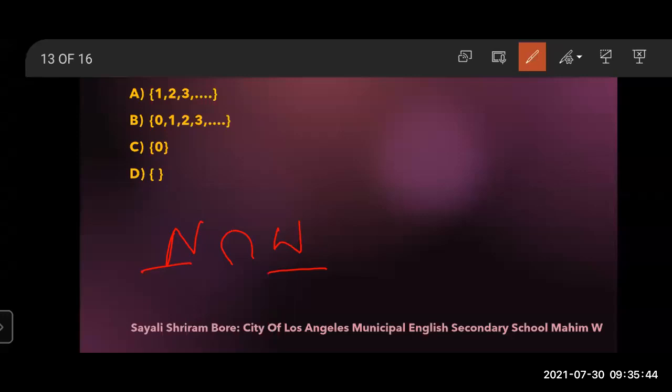Otherwise, some students think no set is given, so the intersection will be empty. Many students in this type of question mark option D, that is the empty set or mostly zero. But see students, natural numbers N is nothing but 1, 2, 3, 4 and so on, whereas W is nothing but 0, 1, 2, 3, 4 and so on. We have seen this in the very first lecture of the course, the set of numbers. I have shown you the slide of the set of numbers also.